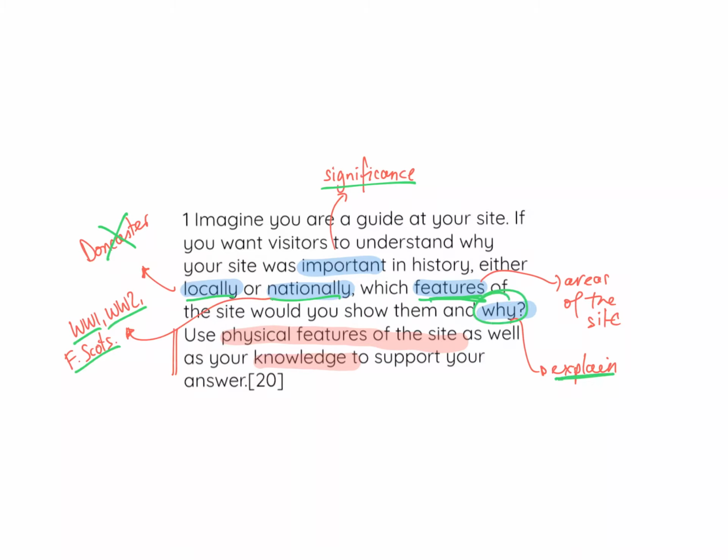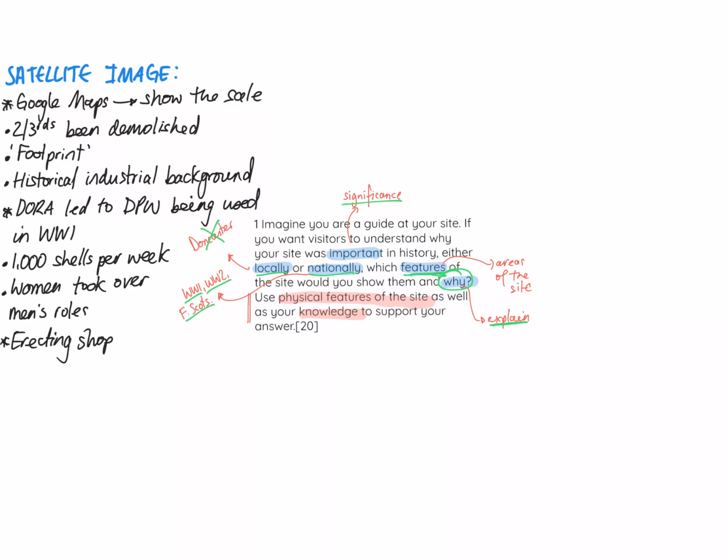why using those connectives. The first point that I would make straight away is a reference about the satellite image. I'd explain how it's a Google map and it shows the scale of the site. I'd mention that two thirds had been demolished. However, because it's a bird's eye view, it shows this footprint. I'd also then explain how the historical industrial background of the site, and as a result of this, DORA, the Defence of the Realm Act, led to the DPW being used in World War I. I'd use my own knowledge to mention the 1,000 shells per week and how women took over men's roles.